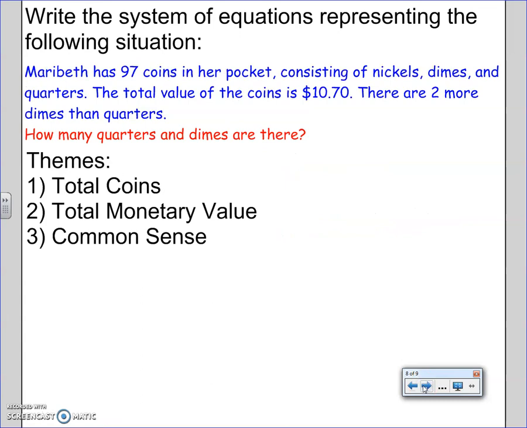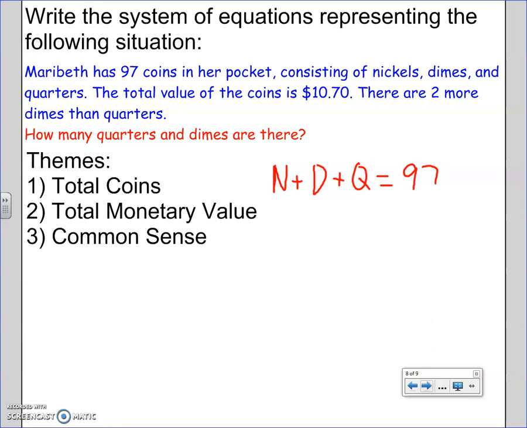Mary Beth has 97 coins in her pocket, nickels, dimes, and quarters. Total value is $10.70, and there are 2 more dimes than quarters. So there's 3 things here, so 3 equations. It's a triple system. We still have the total coins, because there's nickels, dimes, and quarters. We say the total number of nickels, plus the total number of dimes, plus the total number of quarters, is equal to 97.